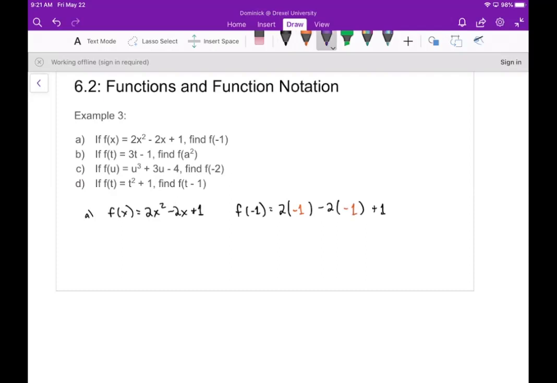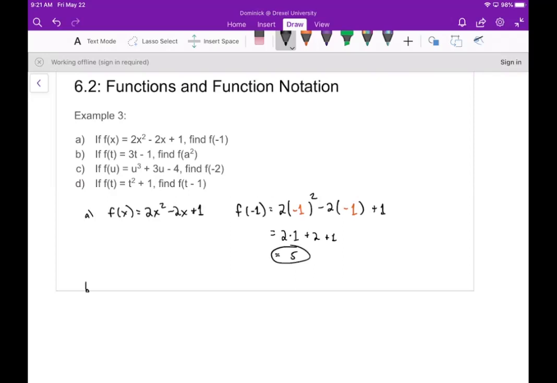Right? And you always want to plug in your x inside parentheses, just to be sort of careful here. All right. But now when we simplify, we just do PEMDAS, right? So first we'll handle the exponent. This will become a 2 times +1. All right, and then we get the -2 times -1, so +2. So then this is going to become a 2 plus 2 plus 1, so we get a 5 here.